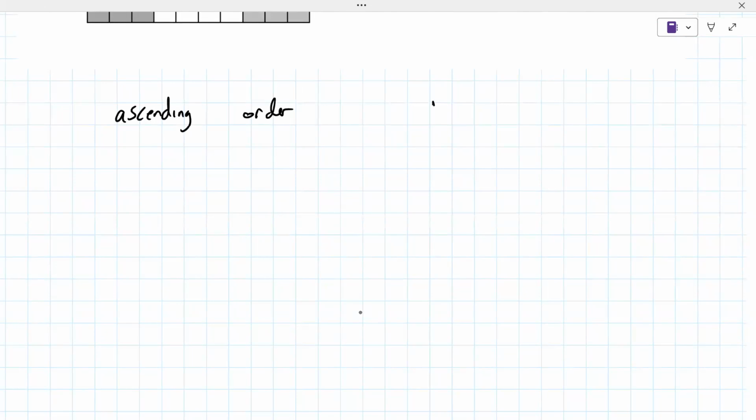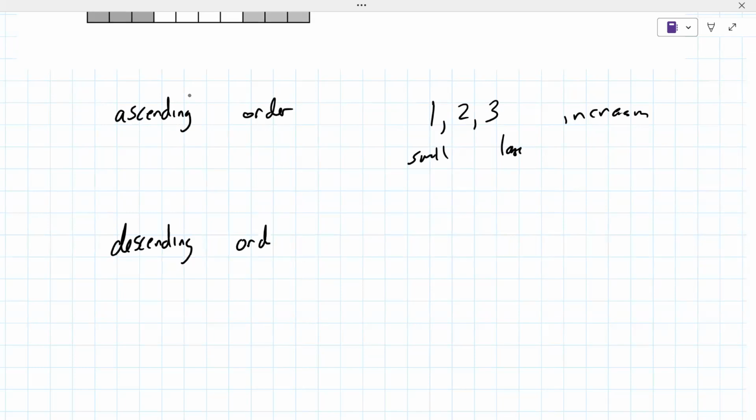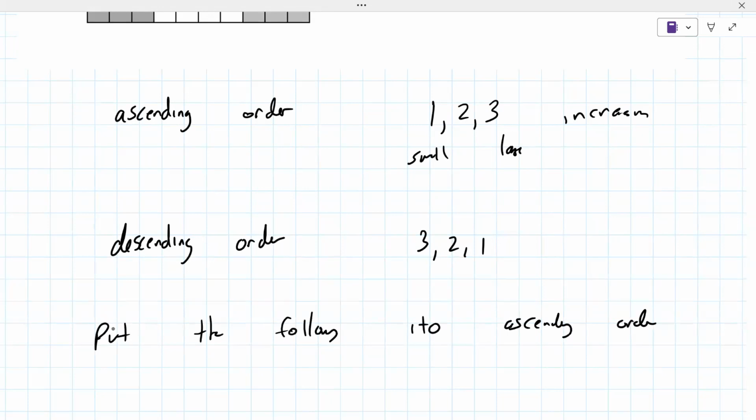If I say ascending order, do you know what that means? Not really. Ascending is like increasing order. Oh yeah, so small to large. I always think about an airplane ascending, increasing, or if the captain says we're descending, that's the other direction. Okay, I want you to put the following into ascending order.